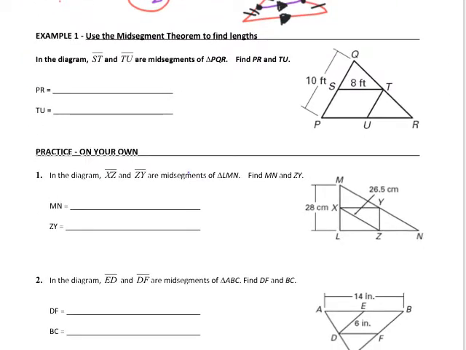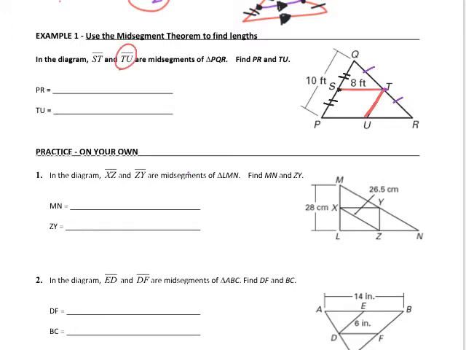Example number one says to use the mid-segment theorem to find lengths. In the diagram, ST and TU are mid-segments, all right? So this means the line that is called ST is a mid-segment. And I usually like you to mark things on the diagram, so those two segments are congruent, because T is a midpoint there. We also have S as a midpoint, so that means that this segment is congruent to this segment. All right, the other mid-segment they told us is TU.